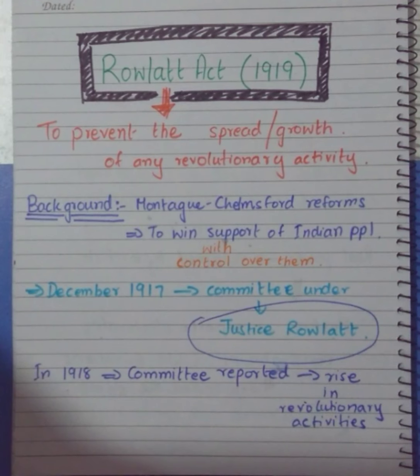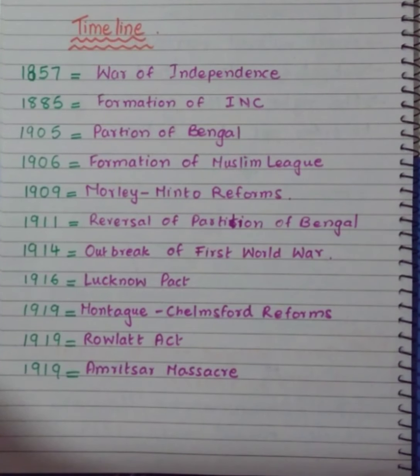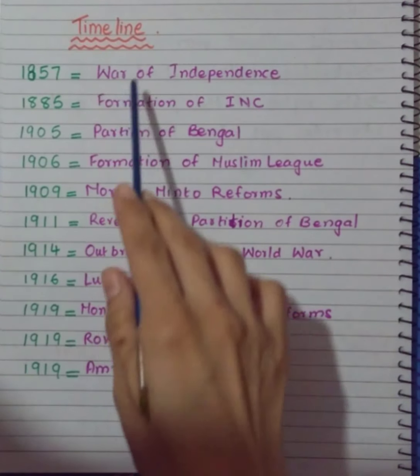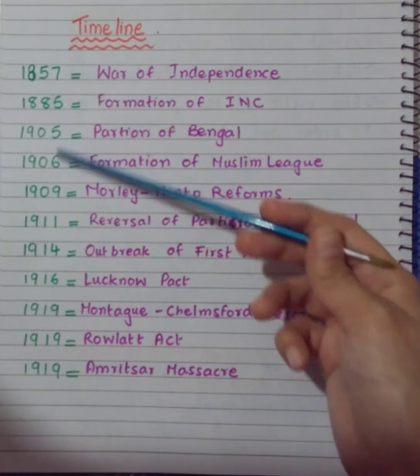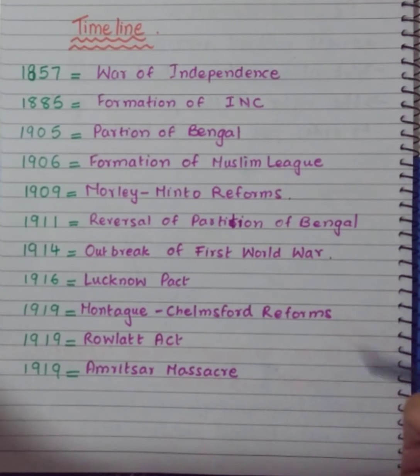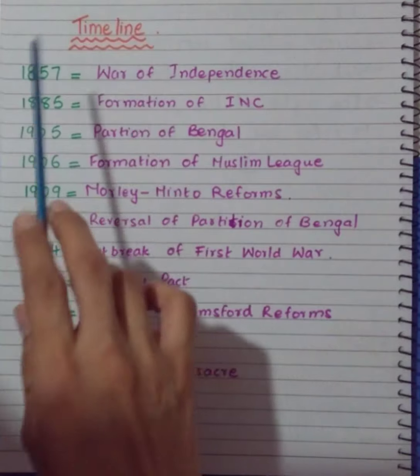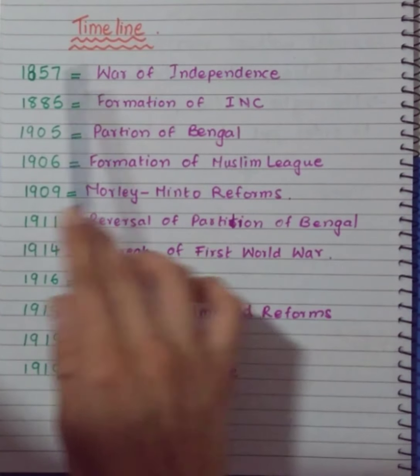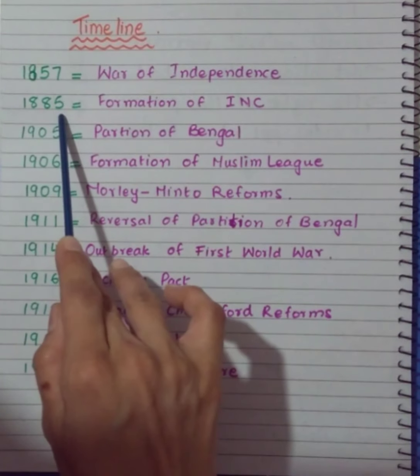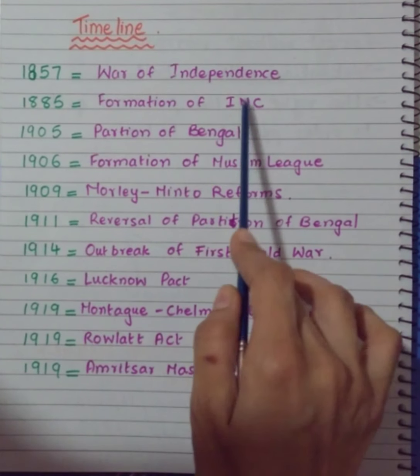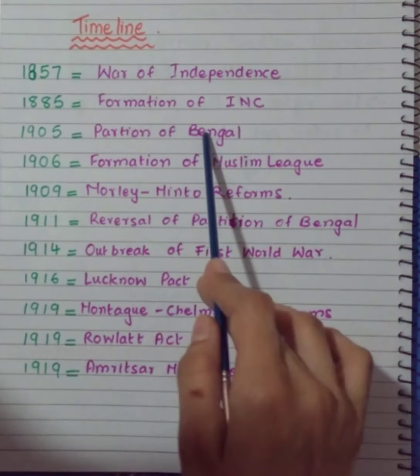Now let's look at the timeline. I would recommend that whenever you are studying history, keep this sort of timeline right in front of you while studying. This will help you understand and memorize all the events as they went on. The first important incident was the War of Independence, which took place in 1857. In 1885, we saw the formation of the Indian National Congress. In 1905, the partition of Bengal.